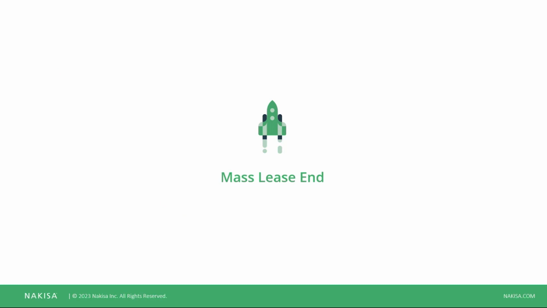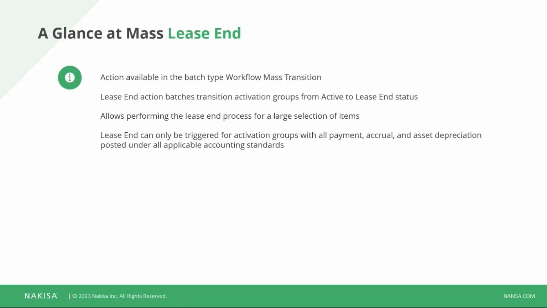And the first topic is about mass lease-end. The mass lease-end is an action available in the batch type workflow mass transition. It can be applied for a large selection, of course, and it allows performing the step of lease-end.